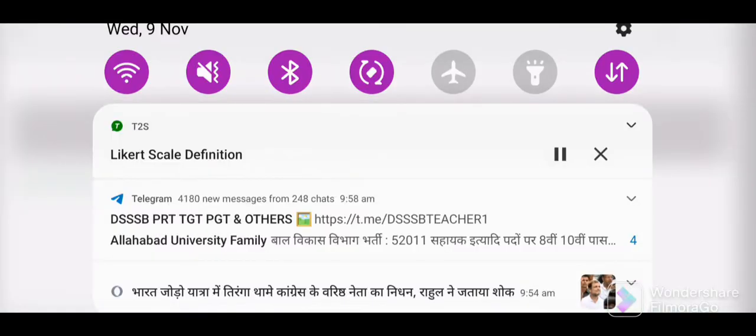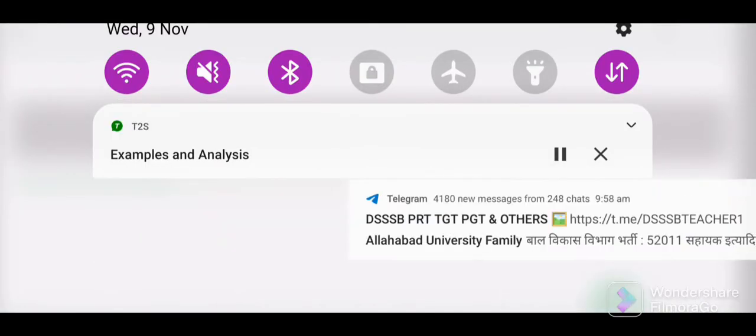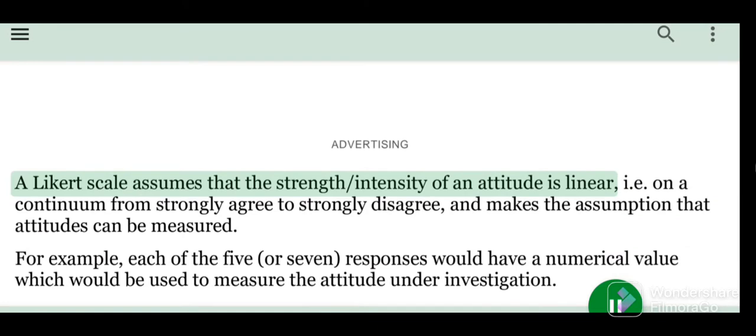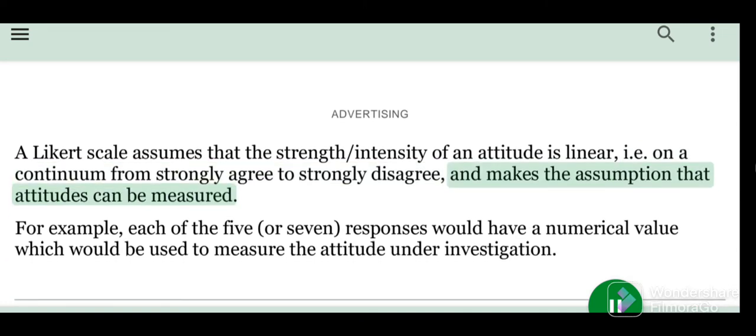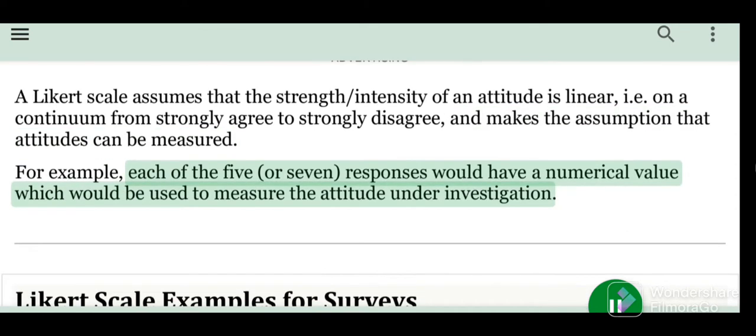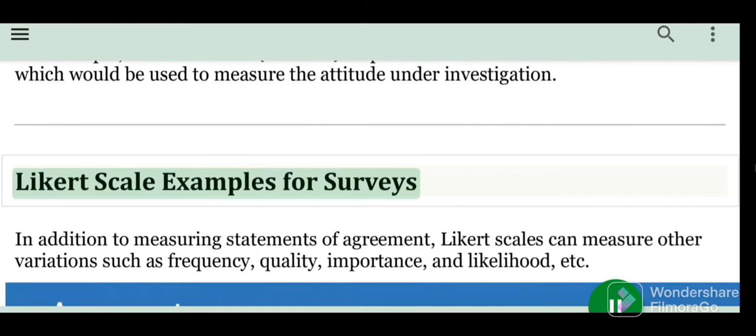Likert scale definition, examples and analysis. A Likert scale assumes that the strength or intensity of an attitude is linear, i.e. on a continuum from strongly agree to strongly disagree, and makes the assumption that attitudes can be measured. For example, each of the 5 or 7 responses would have a numerical value which would be used to measure the attitude under investigation. Likert scale examples for surveys.